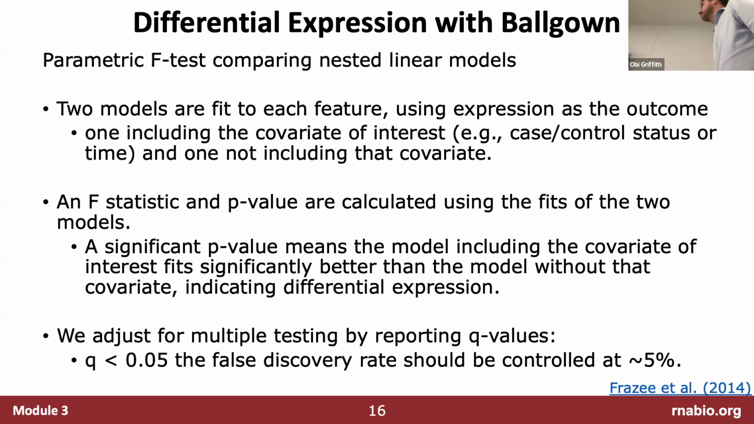The way it works is it uses a parametric F-test comparing nested linear models. So it basically fits two models to each feature with expression as the outcome, one that includes a covariate of interest, like your case or control, or here the UHR versus HBR, and one that doesn't include that covariate. And then the F statistic and p-value are calculated using the fits of these two models. A significant p-value means the model with the covariate fits better than the model without the covariate, indicating differential expression. There are a lot of different statistical approaches used to determine a p-value and significance for differential expression. This is just what Ballgown uses.